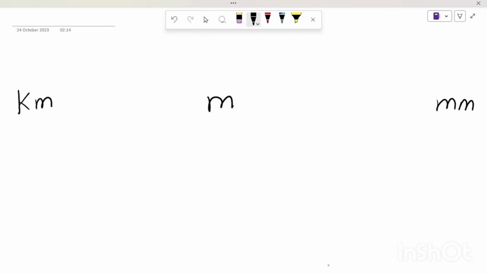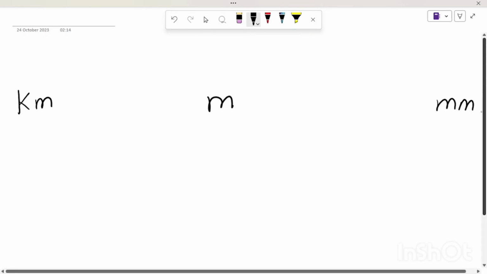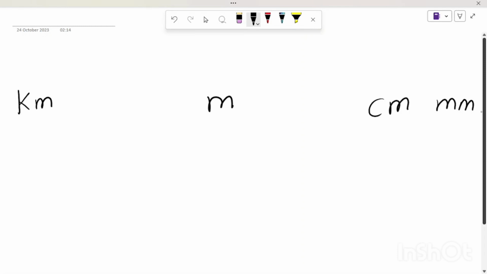One is the biggest one, which is kilometer, then in the middle we have meter, and on our extreme right we are having millimeter. Now besides millimeter, we are going to write the unit which we know, which is centimeter, and after kilometer we are going to write hectometer. This is hectometer. I hope that's clear.